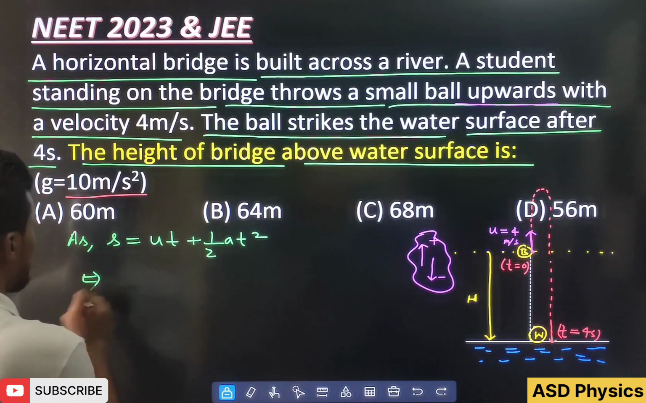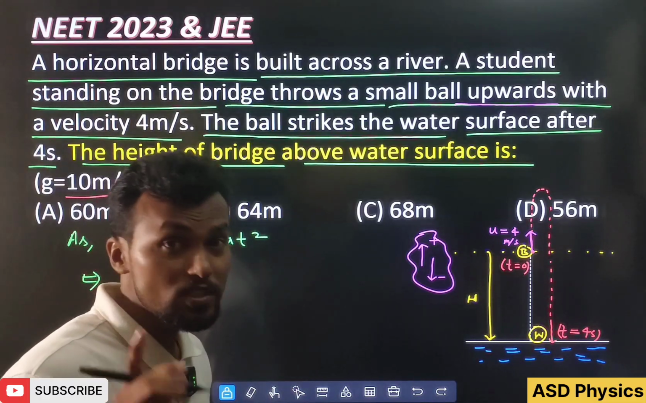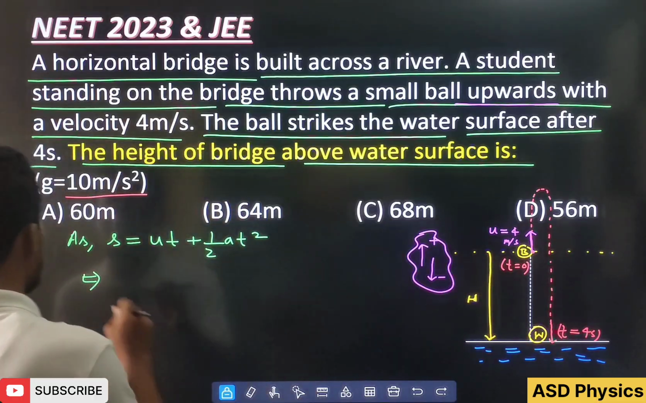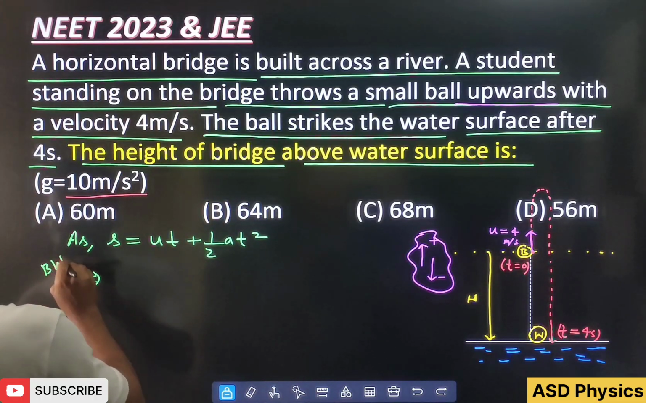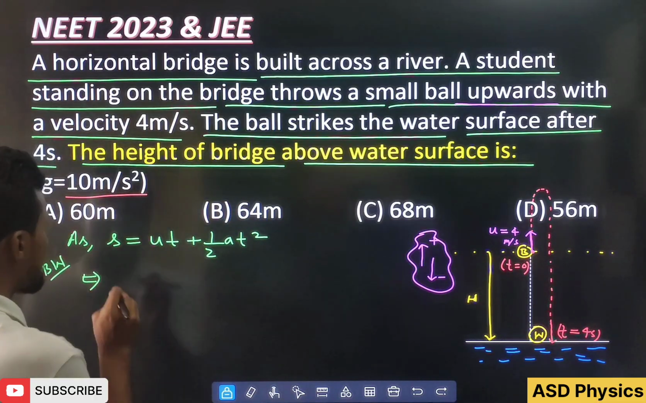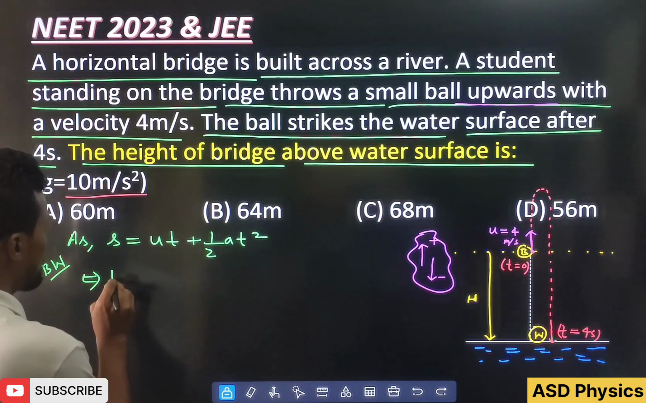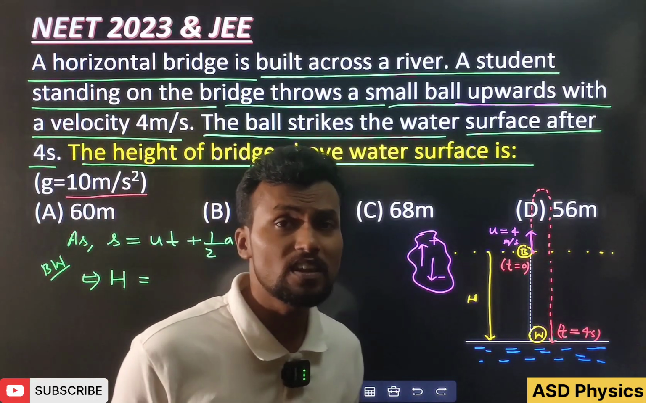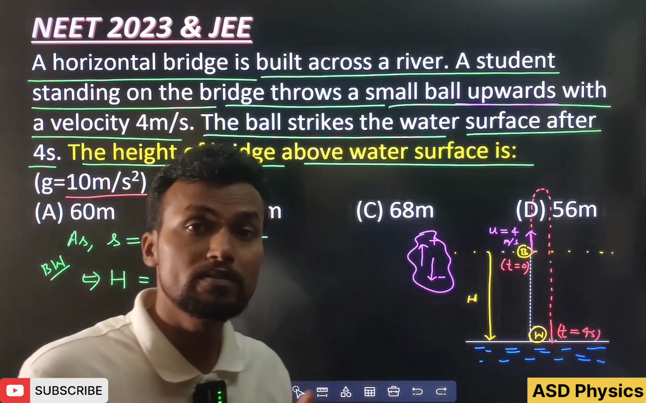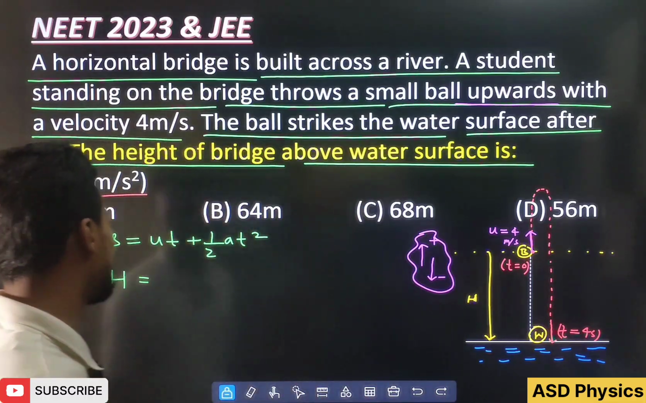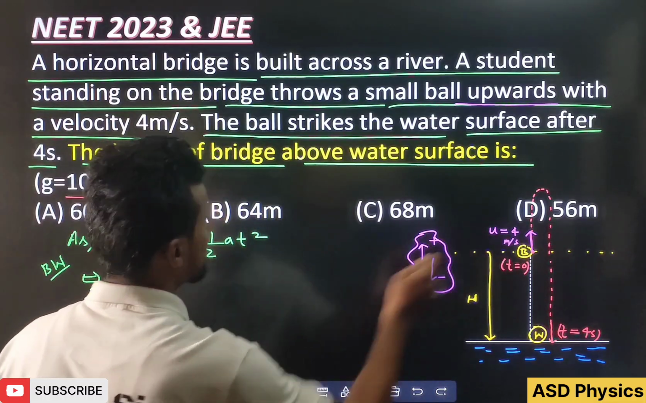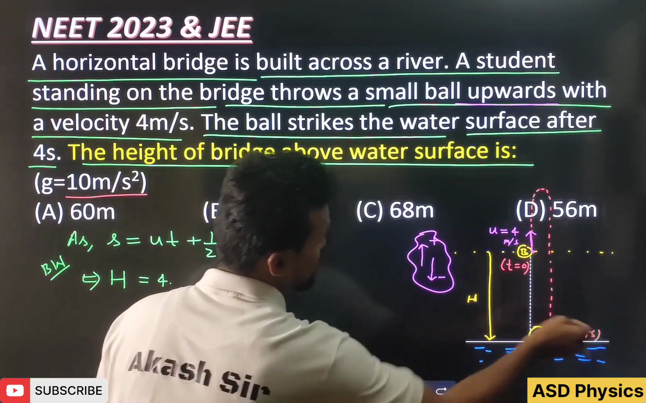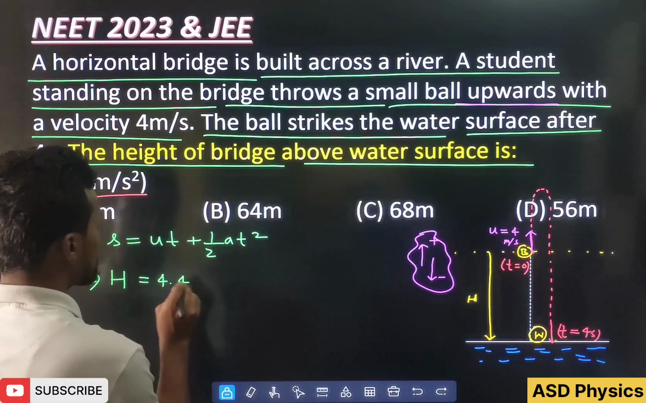Whenever we are using an equation of motion, we need 2 points. Let's take B, the bridge, as the initial point and water as the final point. So from B to W we are going to use this. The displacement we are just writing as H. Now u is 4. Here t equal to 0 and here t equal to 4, so time is also 4.